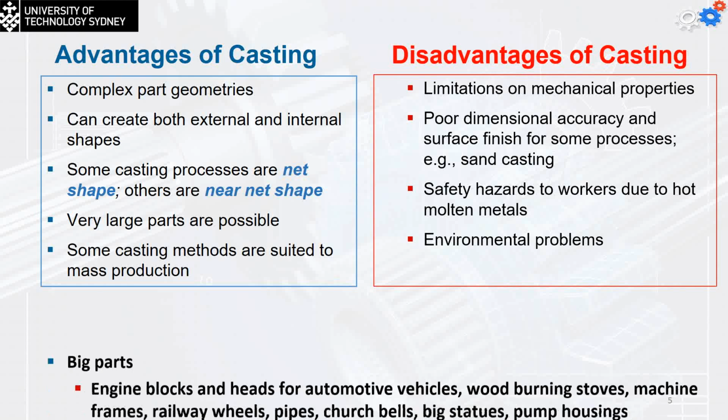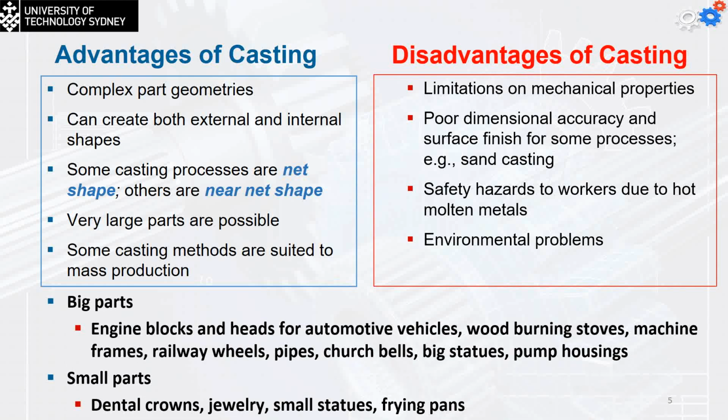So it can make big parts, as we mentioned earlier, like the engine block, the heads for automotive vehicles, wood burning stoves, machinery frames, railway wheels, pipes, church bells, and so on. Small parts as small as dental crowns, jewelry, small statues, and frying pans.